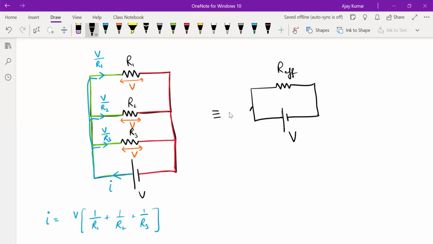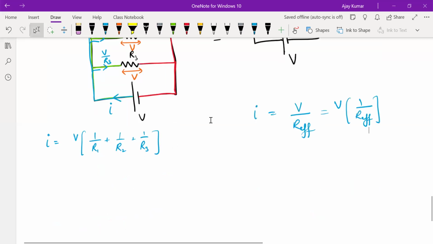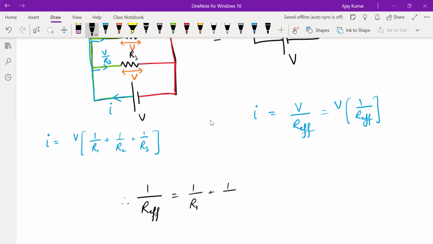And we want it to draw the same current. The current it draws here will be I is equal to V divided by R effective, so you can write it as V multiplied with 1 by R effective. And we want the currents drawn in both cases to be the same. Therefore, you get 1 by R effective for a parallel combination is 1 by R1 plus 1 by R2, and so on, up to 1 by Rn.